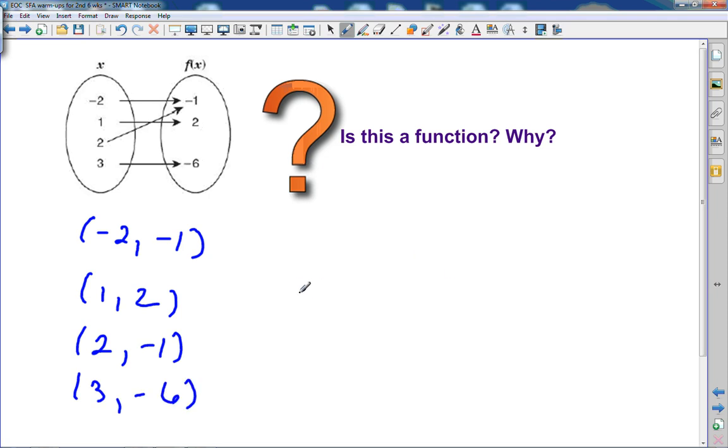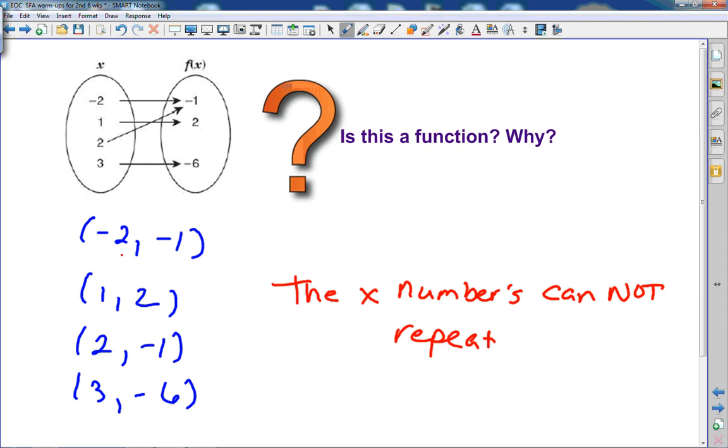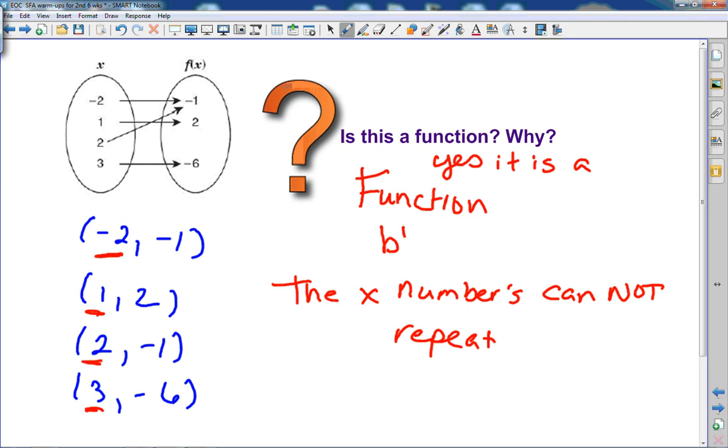Now, for it to be a function, the x numbers cannot repeat. So right here, my x numbers, here, here, here, and here. Those numbers do not repeat, so this is not, oh, I'm sorry, it is a function. Whew. It is a function. So yes, it is a function because the x numbers don't repeat.